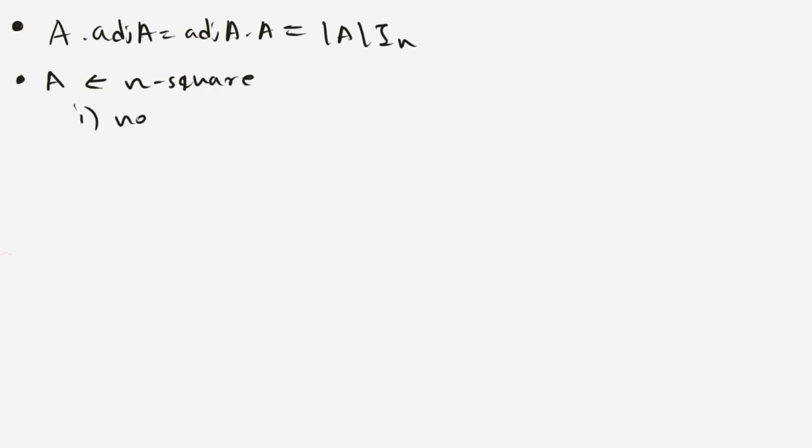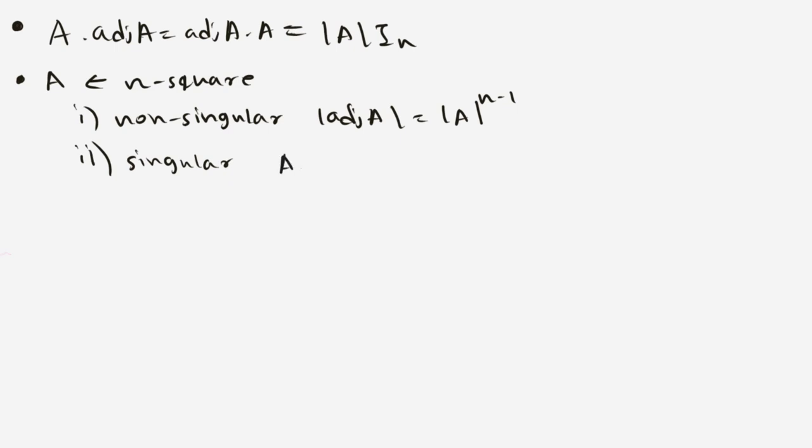A dot adjoint A equals adjoint A dot A equals determinant of A times I n. So this is the first theorem. The second theorem: if we take some arbitrary n by n matrix A that is non-singular, which means an inverse exists, then the determinant of adjoint A will be simply the determinant of A to the power n minus 1. If it is singular, which means there is no inverse, then A dot adjoint A equals adjoint A dot A equals 0 n.